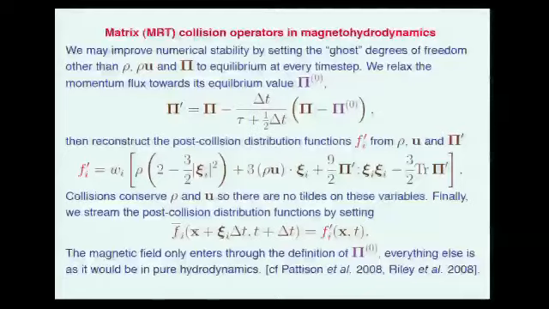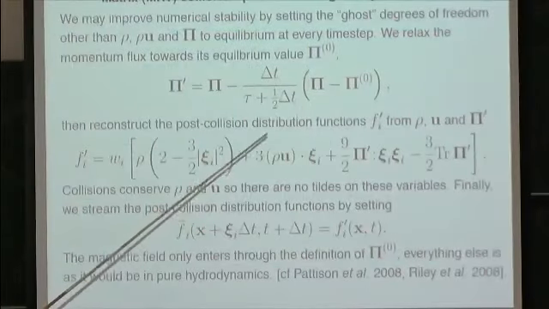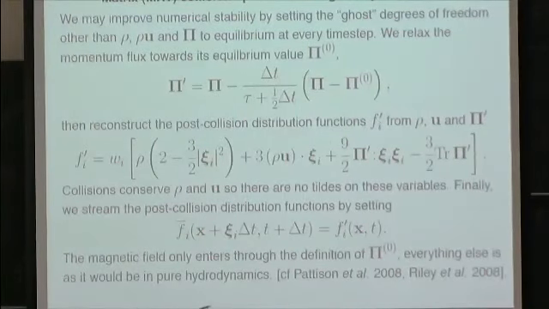And the magnetic field only changes this existing setup for doing matrix collision operators for hydrodynamics. You just change the expression for the pi zero. And some of the more recent MHD work has used this. It gives you better stability.